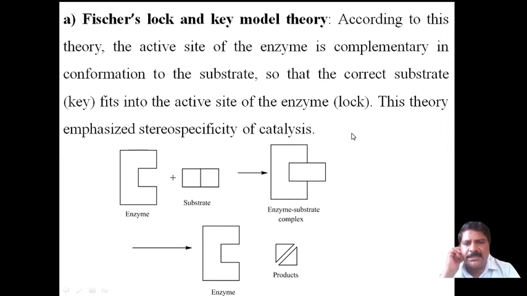This is called the lock and key model theory. Here the enzyme acts as a lock. Its active center is the lock, where most of the reaction takes place on the surface of the enzyme. That is called the active center or active site.